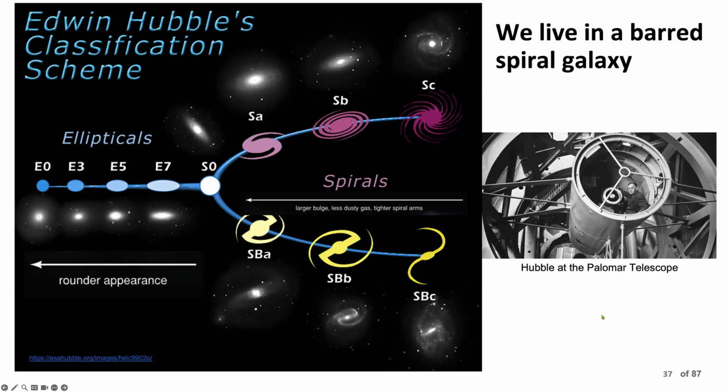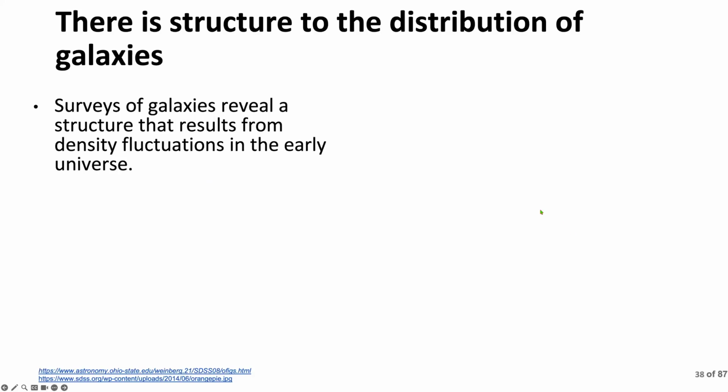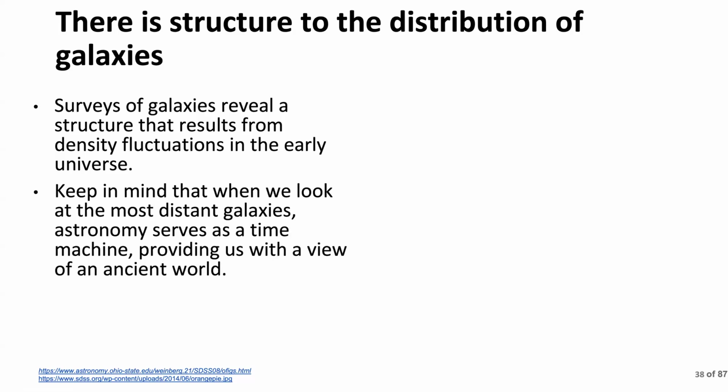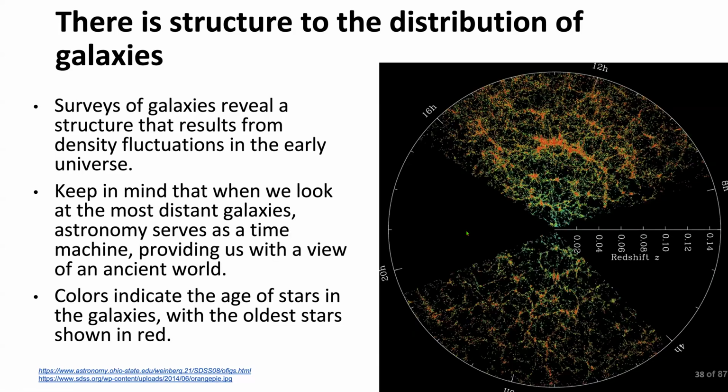Here's Hubble in the Palomar telescope that he used so frequently. And modern day telescopes and systems, of course, rely on organizing data using computers and keeping track of the positions of the millions of galaxies. And we have the result of images like this.